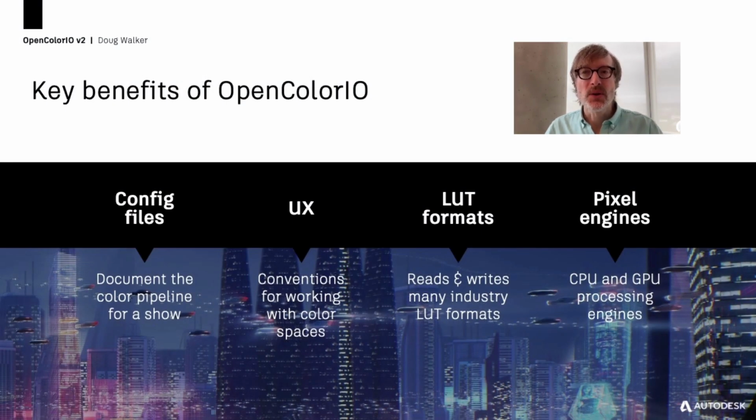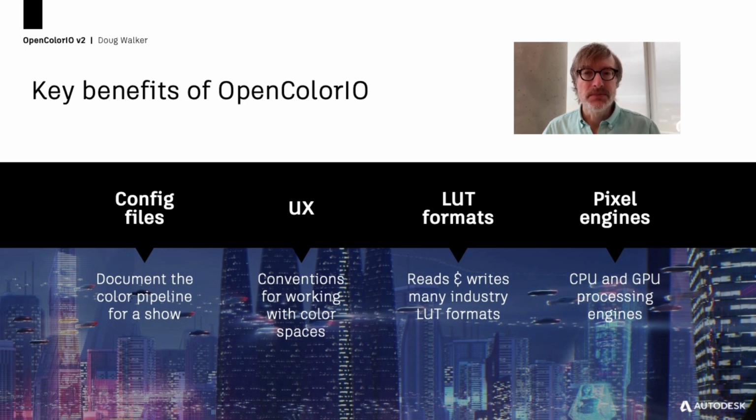OpenColorIO is an open source color management library for creating and displaying consistent images across multiple content creation applications during visual effects and animation production. It provides four main capabilities: a configuration file, or config file, for documenting the color pipeline that will be used on a specific show, a loose set of user interface conventions for accessing color management from within applications, the ability to read many of the lookup table or LUT formats used in the industry, and pixel conversion engines for both the CPU and GPU.